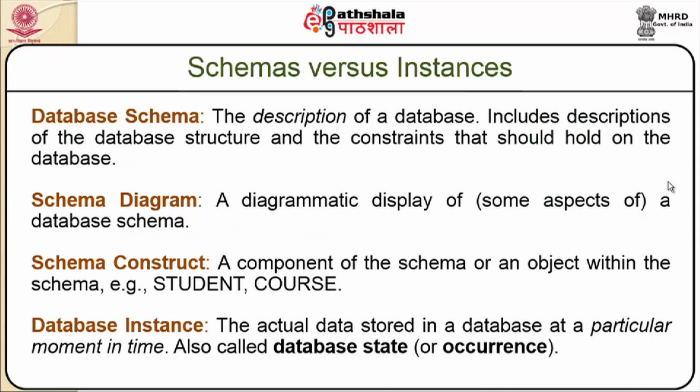Now we will introduce some of the key words that are required to understand the entire system of database. Initially, we will define what a database schema would mean. A database schema is nothing but the description of a database that includes descriptions of the database structure and the constraints that should hold on the database. As we have said, schema is nothing but giving a clear representation of the entire structure of the database.